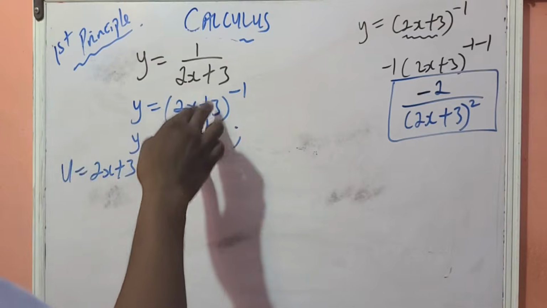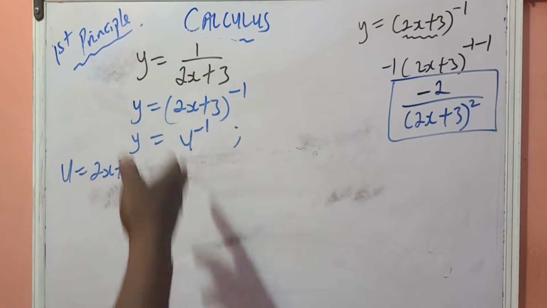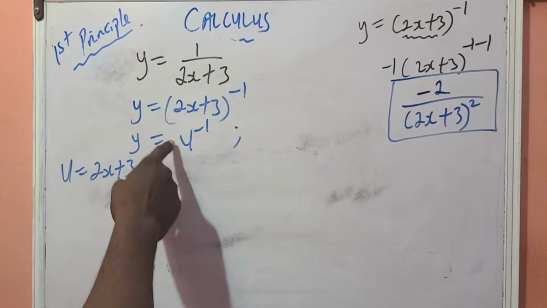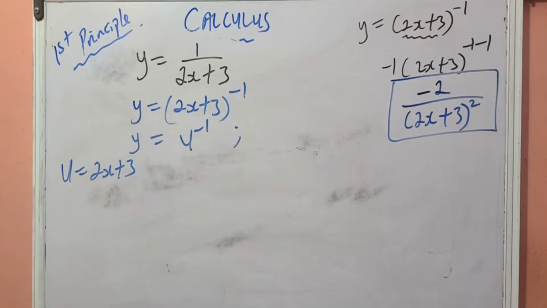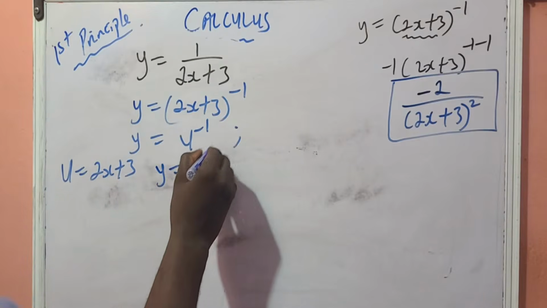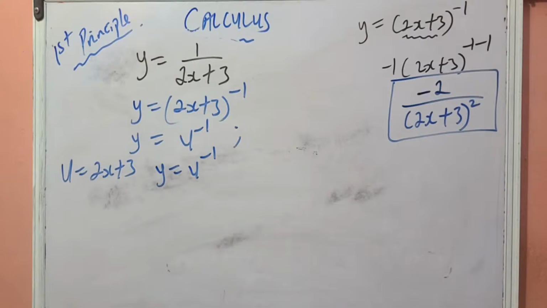Because I saw this is a compound expression, I know this is not so perfect, so I just put it as an alphabet. I say let u be this. So that means y equals u raised to power minus 1. But that u there was a compound expression. So if you cannot just go on to use the general rule, you will have to use chain rule. Now, how do you use chain rule?